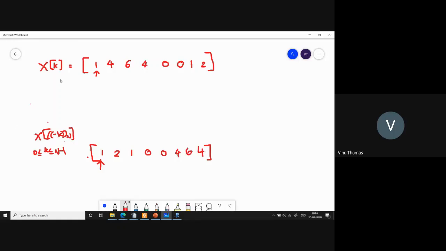So the way I write the sequence is like this. I write my first sample. I take my last sample and write it as a second sample. Take the last remaining sample and write it as my third sample, and so on, so that my second sample becomes my last sample. Now, is this operation clear?